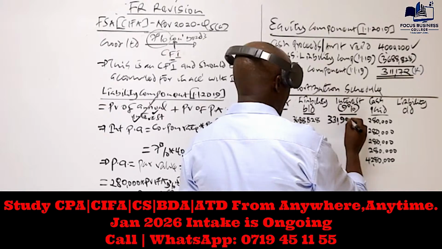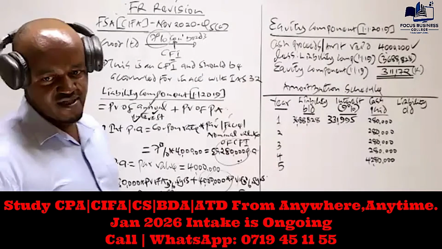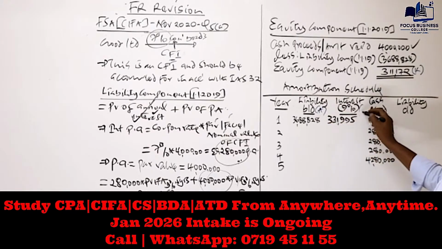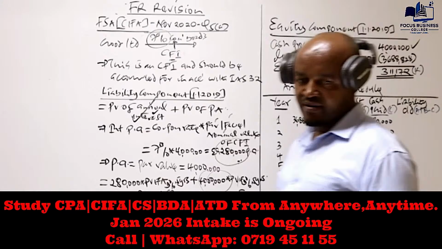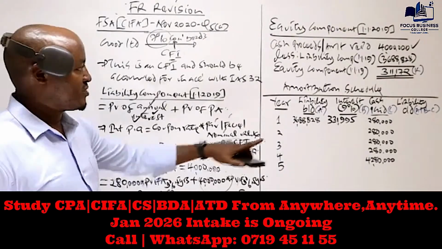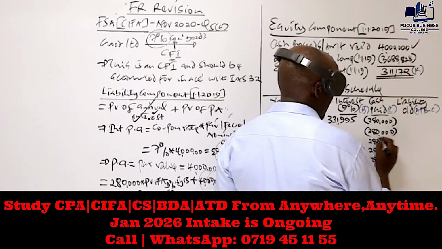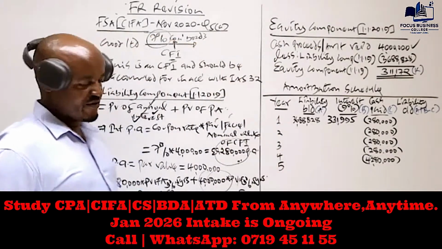So how do we compute the liability at the end of that year? Just similar to what we have done in that question for leases. We take the opening liability plus the interest minus the cash paid. So this will be A plus B minus C. So let's work out that one. We take this plus this minus this. The cash paid is deducted because it reduces the value of the liability.